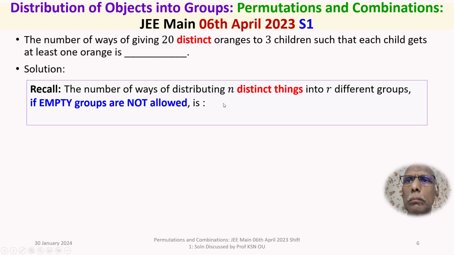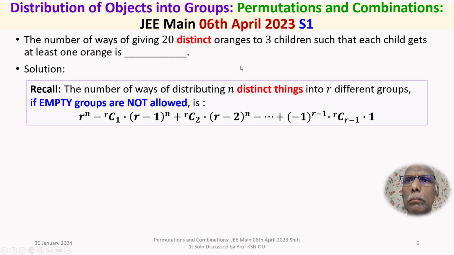Then the number of ways of distributing is given by r to the power n, minus rC1 into (r minus 1) to the power n, plus rC2 into (r minus 2) to the power n, minus, and so on. At the end we will get plus or minus (minus 1) to the power of (r minus 1), into rC(r minus 1), into 1.